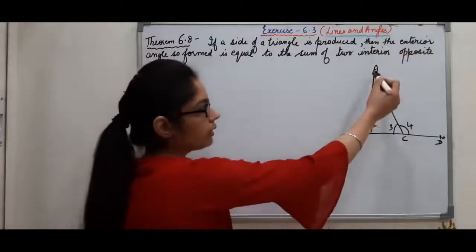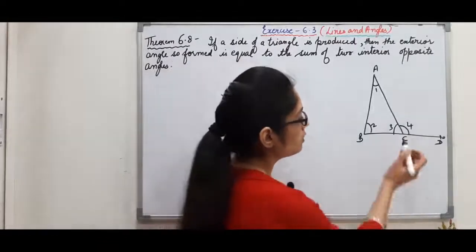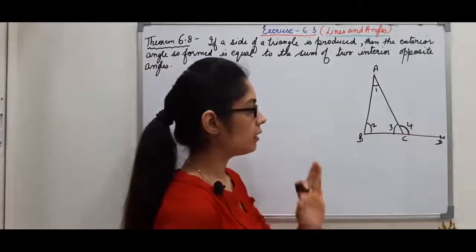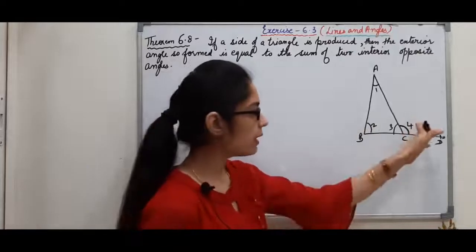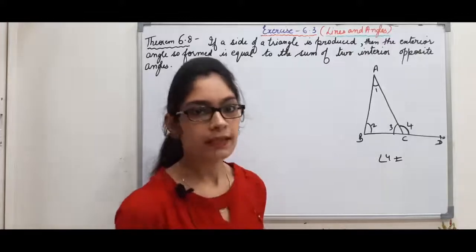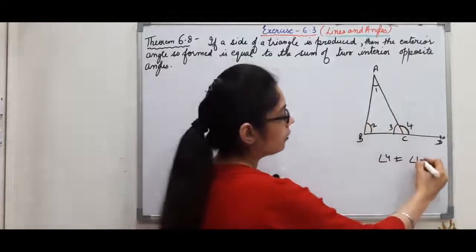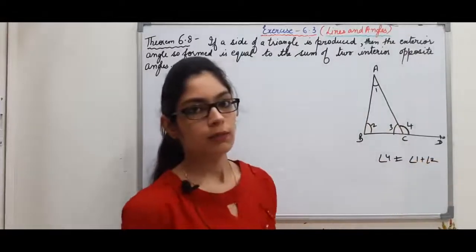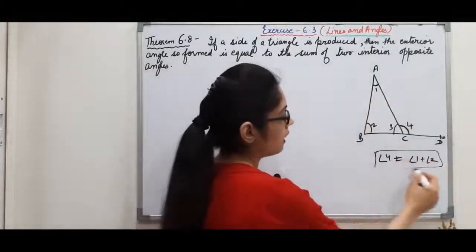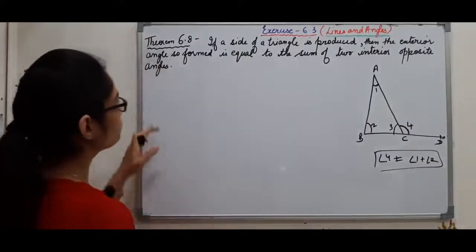So I have this triangle ABC. If we are producing BC to point D, then this exterior angle 4 will be formed. So I have named it as angle 4. We have to prove that this angle 4 is equal to the sum of two opposite interior angles. So opposite, we don't have to take this one. Opposite angles are angle 1 and angle 2. Interior angles means inside the triangle. So we have to prove angle 4 is equal to angle 1 plus angle 2.